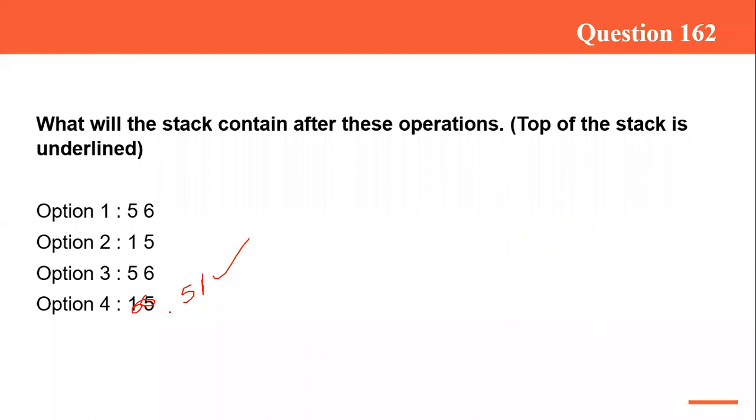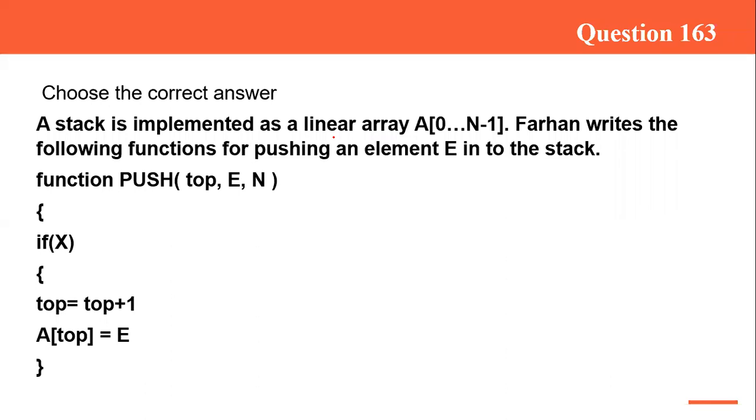In queues, you will print from front to rear. In stacks, you will print from top to bottom. Okay, remember that always. Next, going for the next question. Maybe they should mark option 2 as 5 1. Then only it is correct. 1 5 is not the answer. Okay, remember that. Next. See this question, everyone.